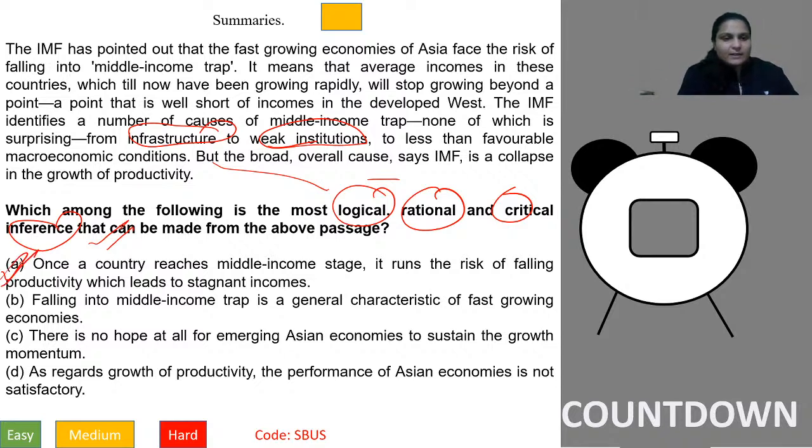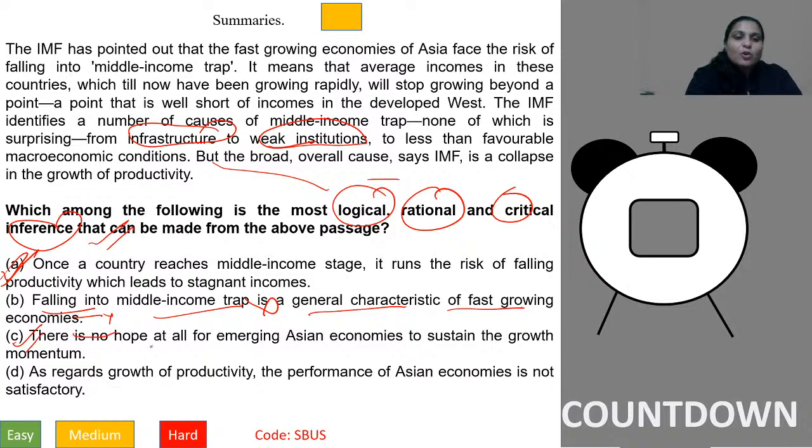Why? We can't say that falling into the middle income trap is a general characteristic of fast growing economies. No, because the passage has never talked about that, and they are not saying it's a general characteristic. They are just saying that they face the risk. They've never said that there is a general characteristic. So option number B will not be the answer.